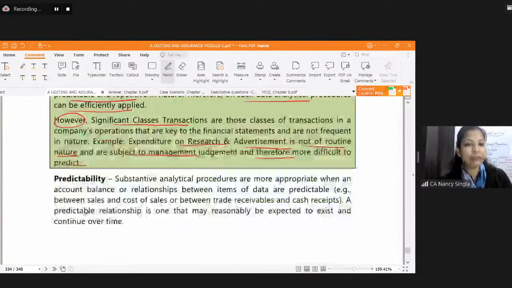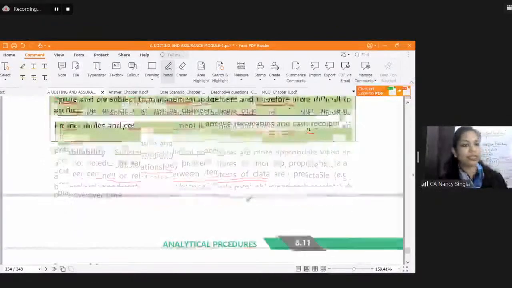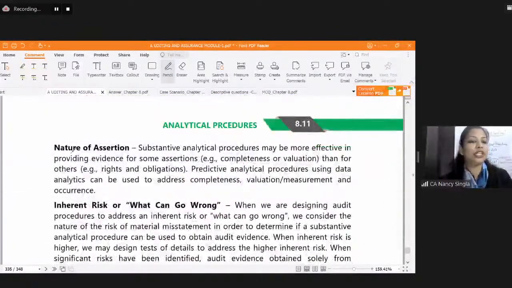Next point is simple. Again, sales and cost of goods sold. It is basically saying that where the relationship between two items is predictable, you will apply the substantive analytical procedure, otherwise check in detail. Nature of assertion. Students were asking me to repeat. Sakshi, please listen this time.